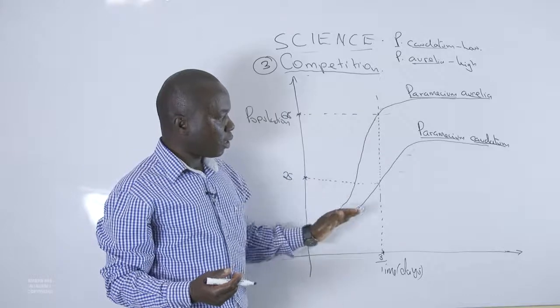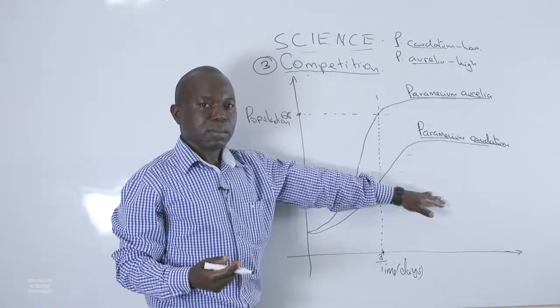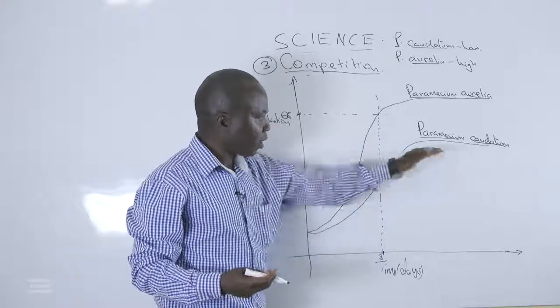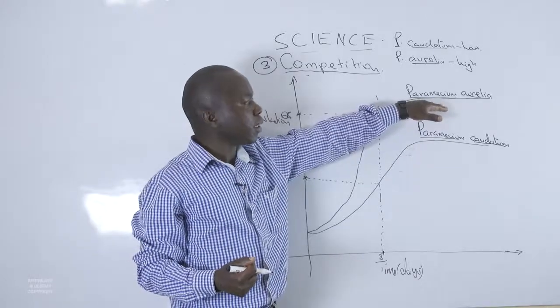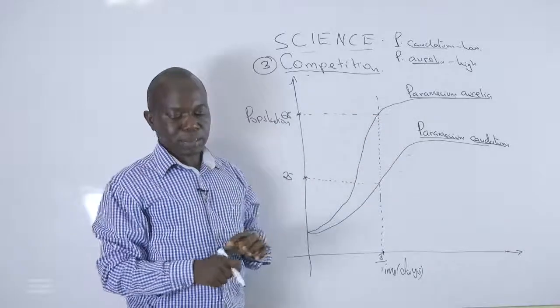So from this, we have seen that Paramecium caudatum, having a lower reproductive potential, will have a curve that is lower than that one of Paramecium aurelia. This is when they are drawn separately.